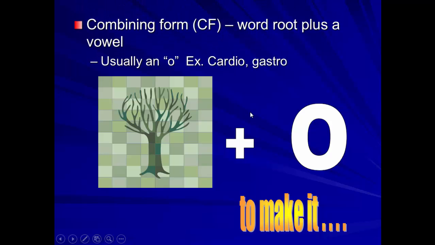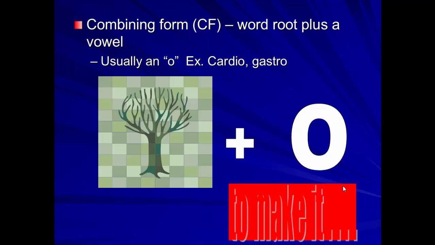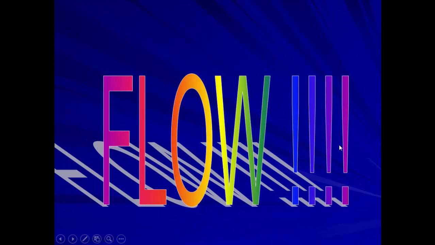The combining form is a word root plus a vowel, which is usually an O. In the examples, cardio and gastro. So we had the word root, which was cardi, plus the O, and that's known to make this term flow, flowing in the ease of the pronunciation.